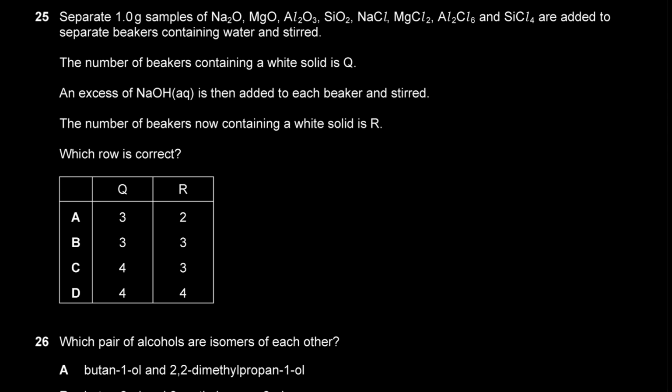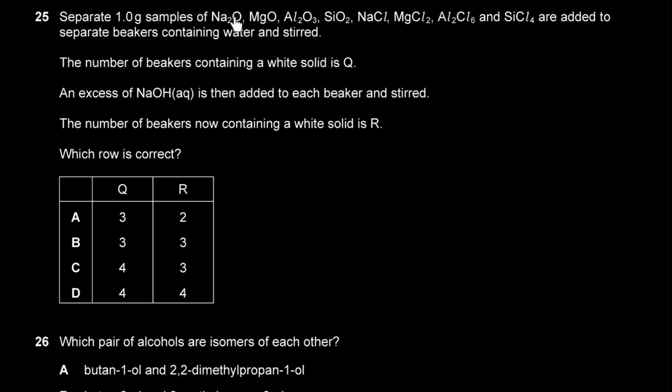Which row is correct? So the first question is, how many beakers contain a white solid, Q? In other words, which of these compounds is insoluble in water? We first add these compounds to water and stir it, and whichever beakers contain a white solid, the number of those beakers is Q.